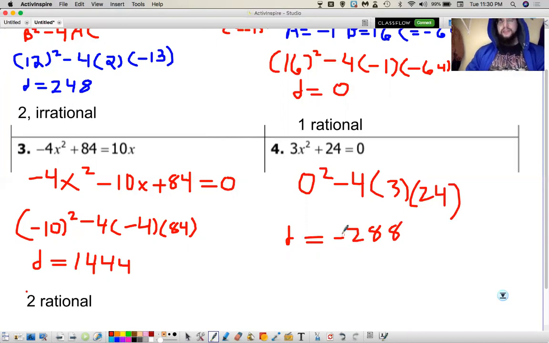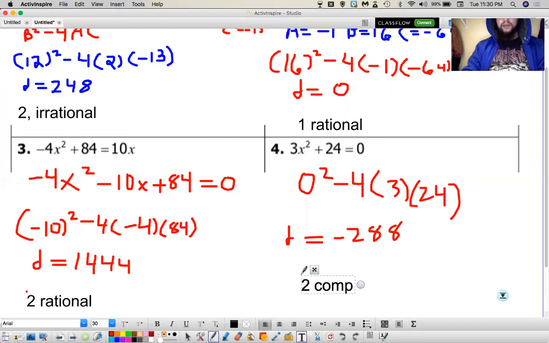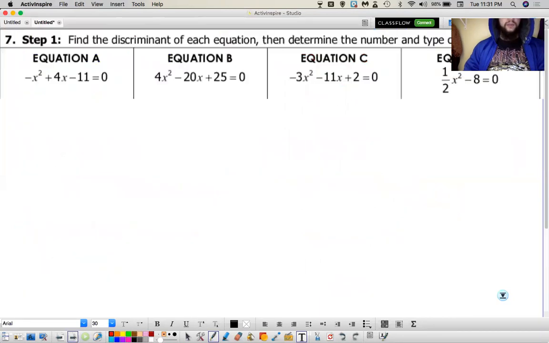So that means we have less than 0, so that's 2 complex answers. They're going to have some i's in there. It's going to be the square root of -288. Actually, this one will be pure imaginary since B is 0. If you plug it into the quadratic formula, that's going to be plus or minus the square root of -288 over 6, 2 times 3. So it's actually a pure imaginary number, but we're just going to go with complex for anything that has a negative discriminant. All right, a few more, and then we're going to call it quits for this section.